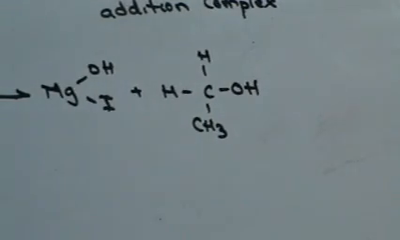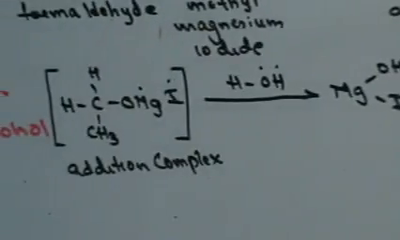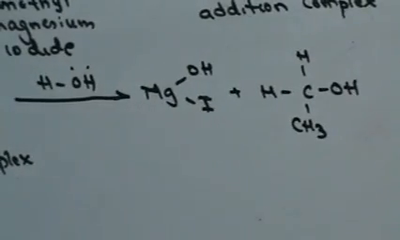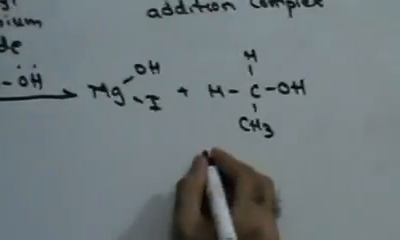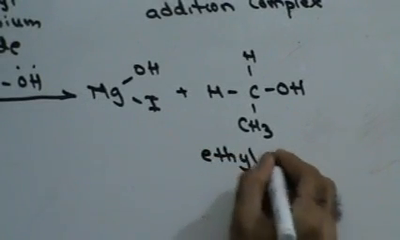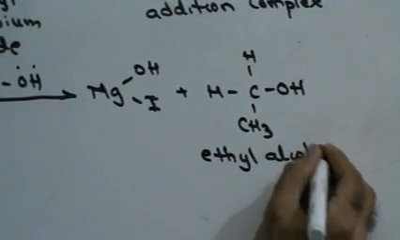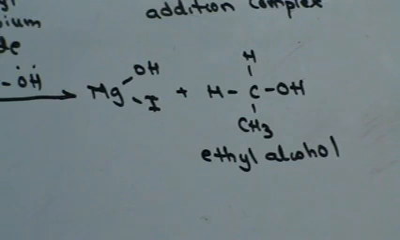That will substitute here, so you will get HCH CH3 and OH. So this is nothing but CH3CH2OH. CH3CH2OH is nothing but two carbon atoms, therefore ethyl, OH, therefore alcohol. Right, that's how you get ethyl alcohol from formaldehyde. Next, let's see another reaction.